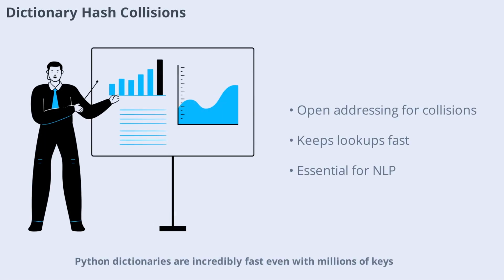Python dictionaries are incredibly fast, even with millions of keys. But what happens if two keys hash to the same index? Python uses open addressing with pseudorandom probing to resolve collisions. It calculates a new index until it finds an empty slot. This keeps lookups fast, which is vital when building large AI vocabulary maps for NLP tasks.